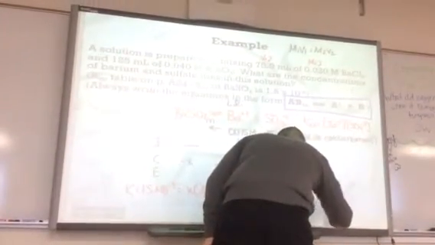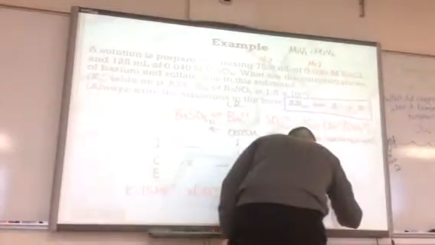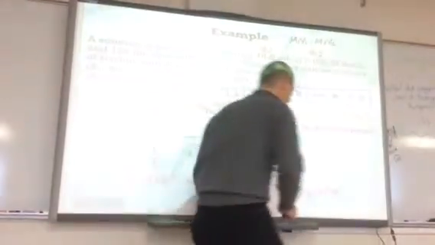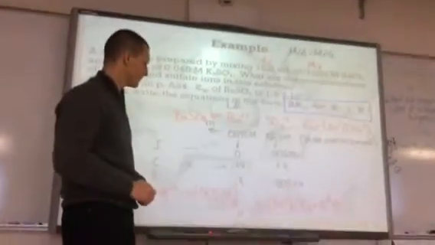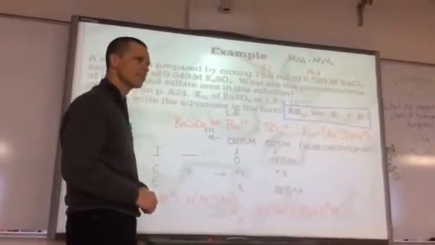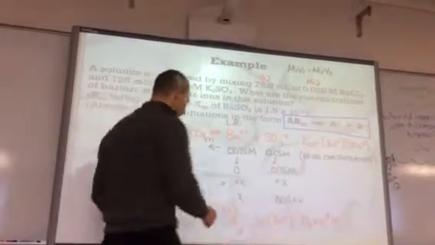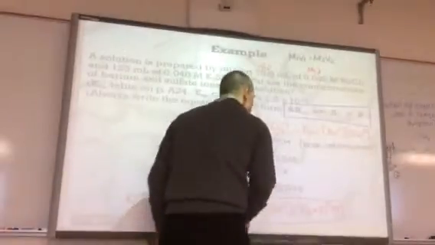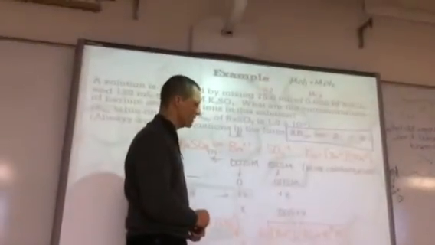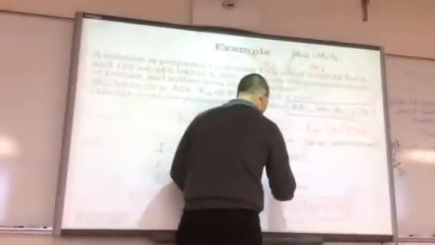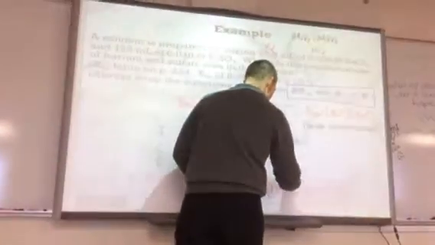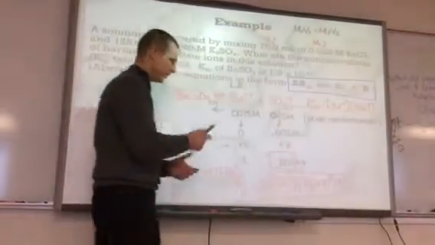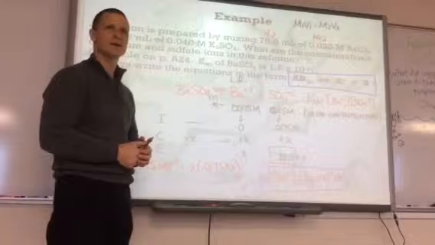8.6 times 10 to the negative 8. Woo, that's not very much. The assumption's good, definitely. We didn't need to worry about that x term. So the barium concentration is 8.6 times 10 to the negative 8 molar, and the sulfate concentration is that with a molarity sign on it.